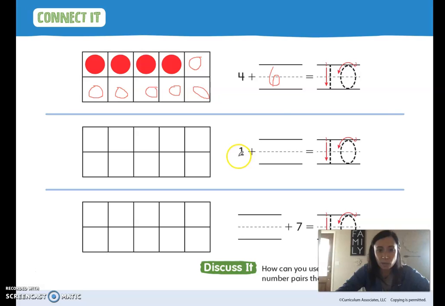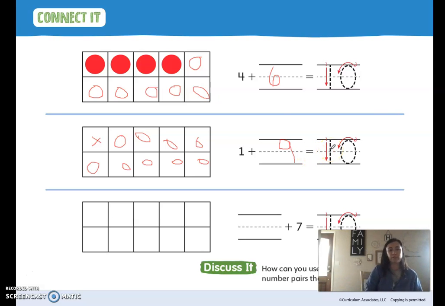All right, so right here, the next one shows you the number 1. So it says 1 plus blank equals 10. So I already have that 1 in there, so I'm going to draw an X there. Now the rest are left blank, which means those are the ones that I'm going to have to draw in, and connect. So let's count as I draw my circles. 1, 2, 3, 4, 5, 6, 7, 8, 9. So I had to draw 9 of my own. So I'm going to write the number 9 there. So 1 plus 9 equals 10.